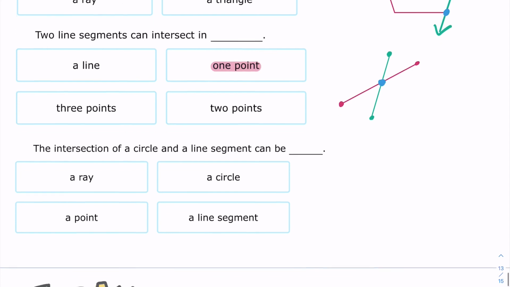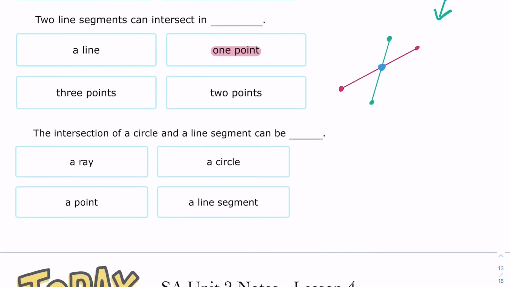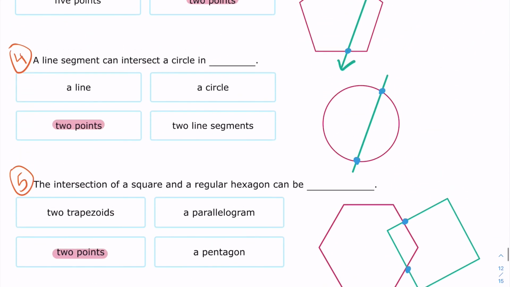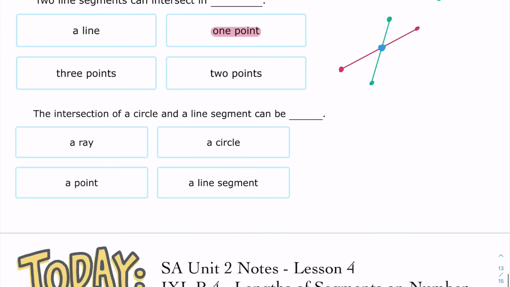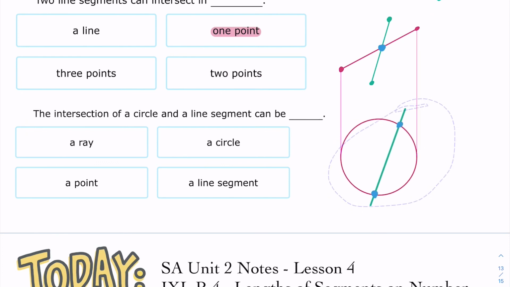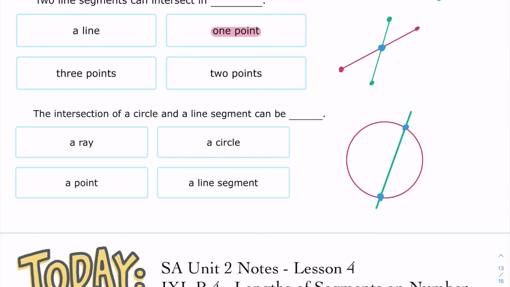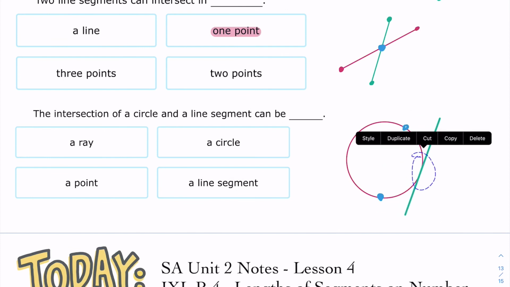All right, and the last one, the intersection of a circle and a line segment can be, well, I had that right here. Here's a circle and a line segment. And notice my last answer was 2 points, and now it's going to be 1 point because I'm going to move it all the way over to the edge over here. And now I only have 1 point of intersection right there. Okay, and so this one is a point.